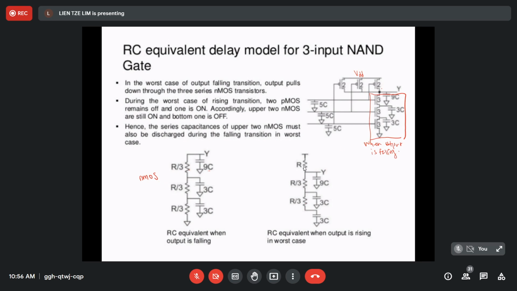Then for this RC equivalence when the output is rising in the worst case, the output is rising where only the PMOS is on. So this is the PMOS, the resistance for PMOS, and this is the NMOS. All the capacitances are still the same. We have to follow accordingly. So this is what is meant by the diagram here.